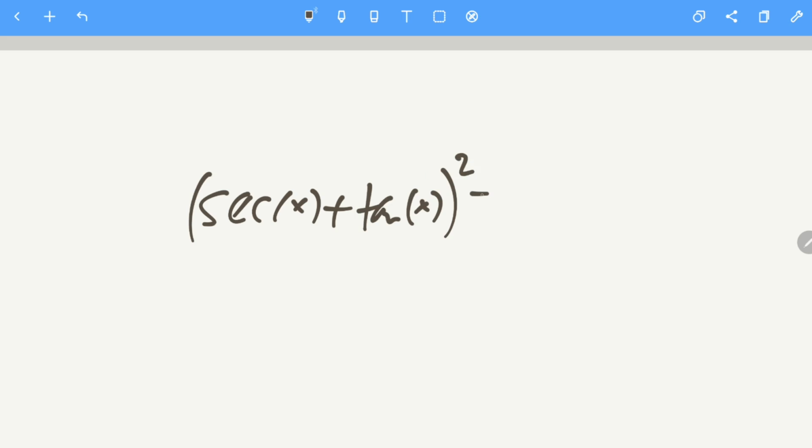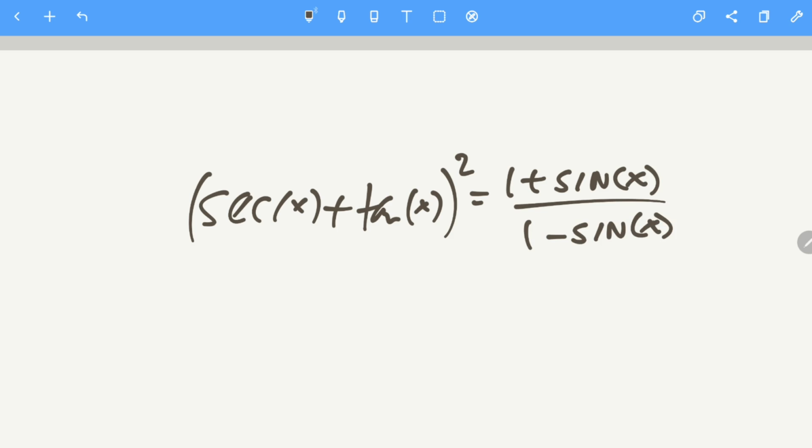Next example, secant x plus tangent of x all squared equals 1 plus sine of x divided by 1 minus sine of x. In this case, we can see that the number of trigonometric functions on both sides is the same, which is 2. The number of compound trigonometric functions on the left is more than the right, because we have here a 1 over cosine plus sine divided by cosine.